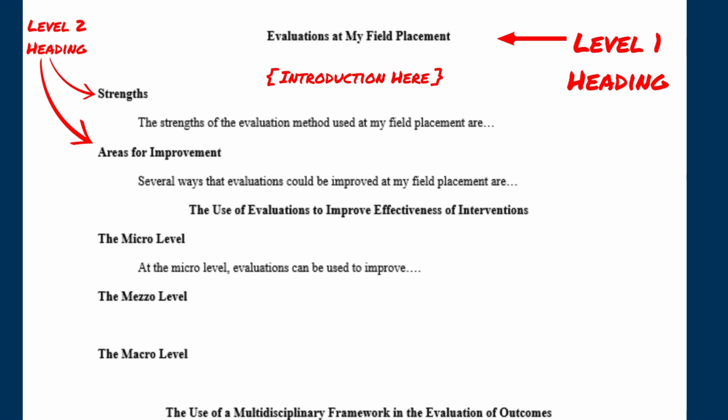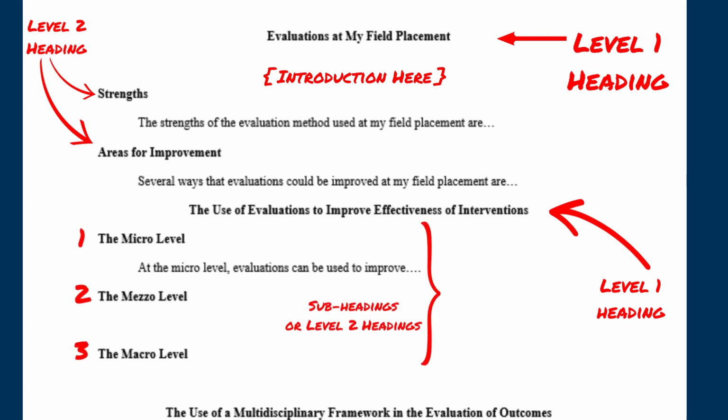Then I noticed that another main thing the professor wanted is he wanted to know how the evaluations can be used to improve effectiveness at the micro, meso, and macro level. So I'm going to have a main heading centered that says the use of evaluations to improve effectiveness of interventions. And then I'm going to create 3 subheadings, level 2 headings, which are left aligned, that say the micro level, the meso level, and the macro level.